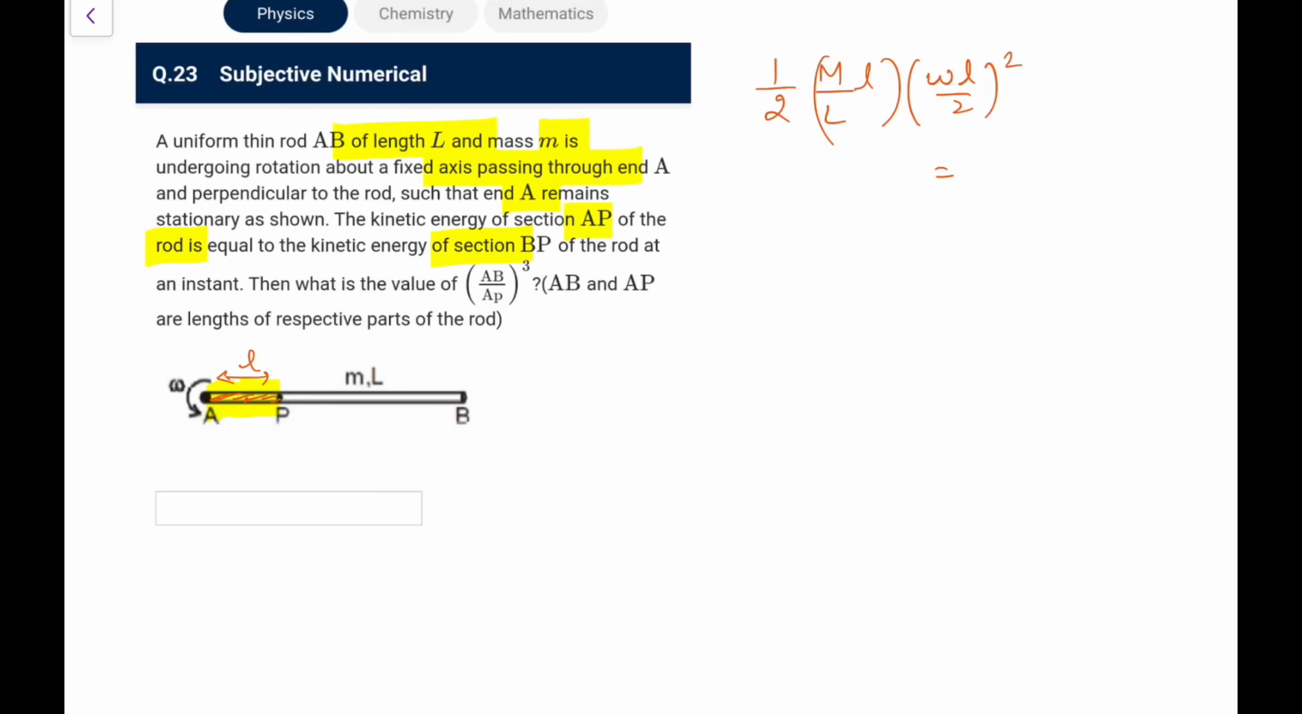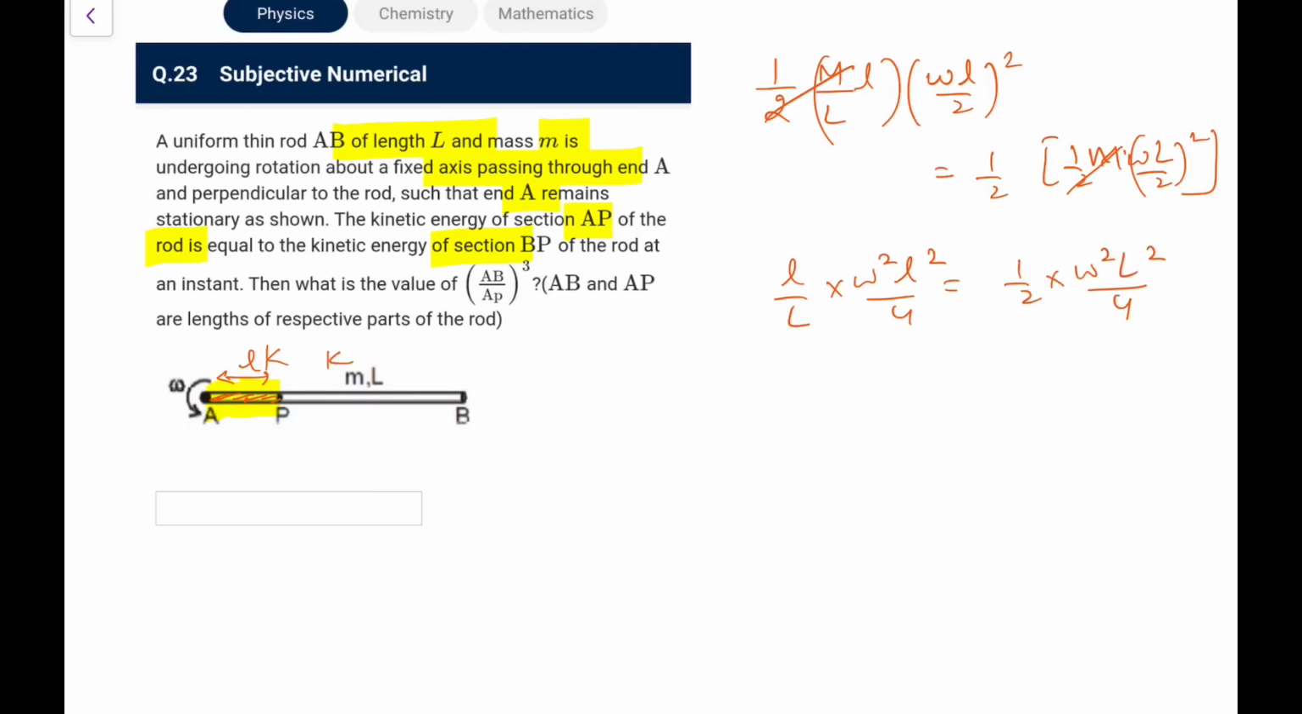So for BP, that means you can say this is K, total would be 2K, so that is half of the total, and total would be half m into omega L by 2 whole square, because for the complete CM you have that speed is equal to omega L by 2 whole square. So what we get, this half m goes, so l by L into omega square l square by 4 is half into omega square L square by 4. This is what we are getting. So now omega square 4 goes, so L cube is 2 l cube. So AB upon AP, that is what we were looking for.